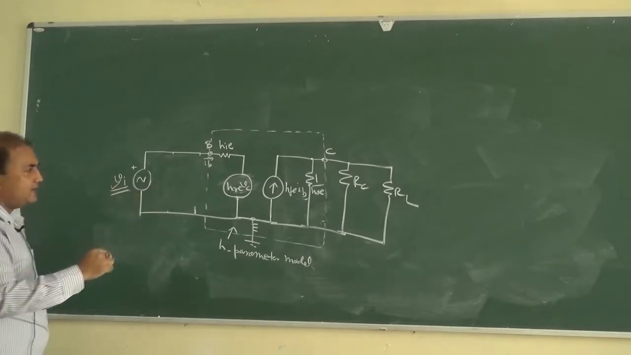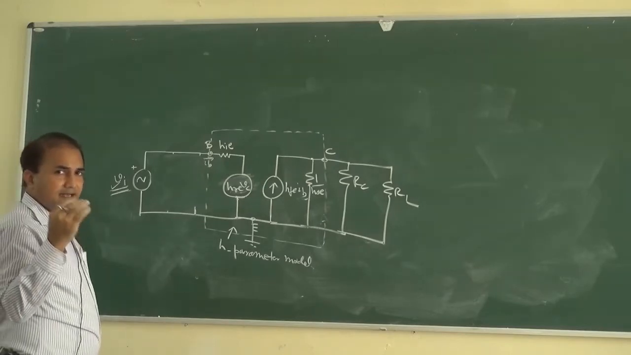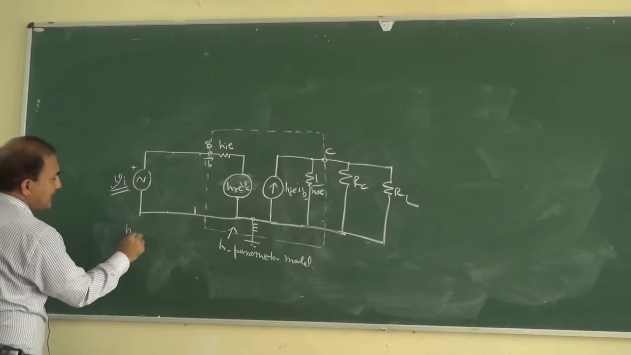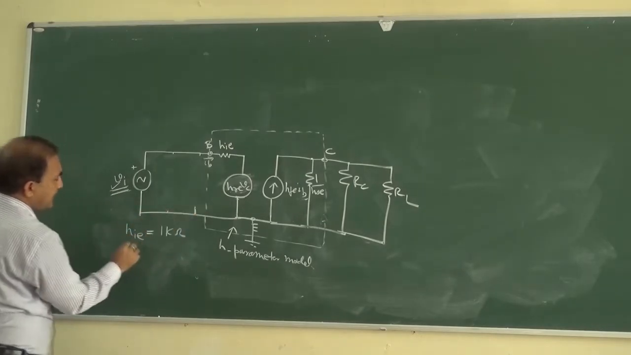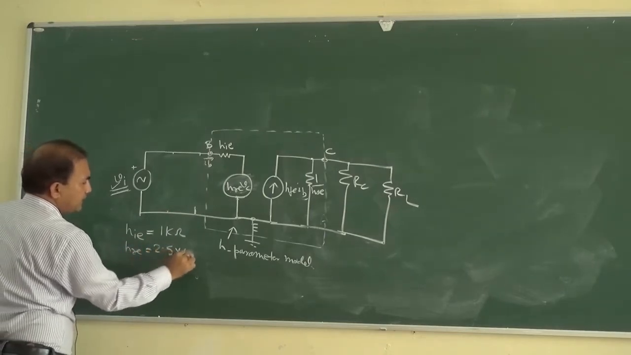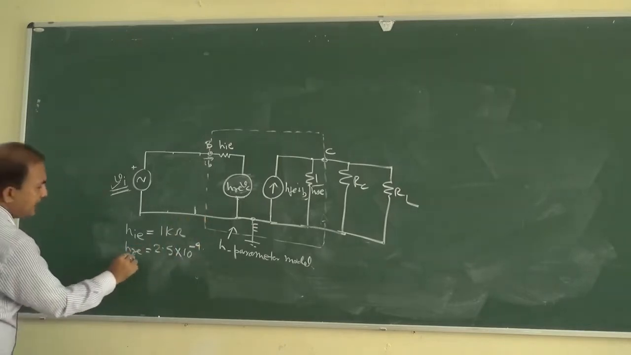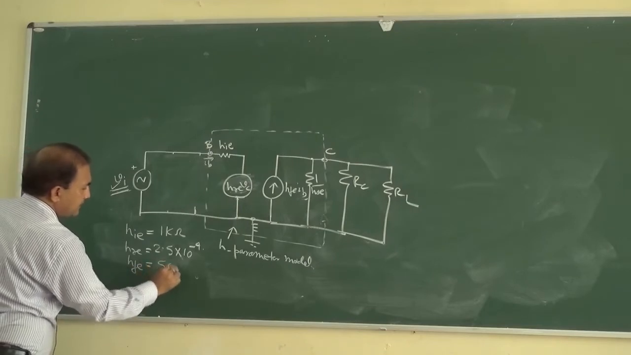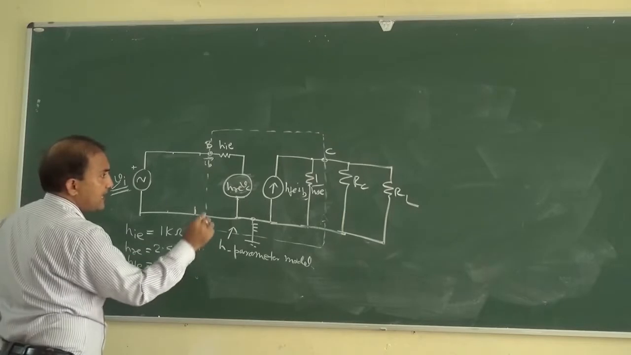Then the typical values for all the hybrid parameters in case of BJT in common emitter mode are like this: HIE is equal to 1 kilo ohm. HRE is equal to 2.5 into 10 to the power minus 4, it is unitless. HFE is equal to 50. HFE is equal to beta, which is 50.